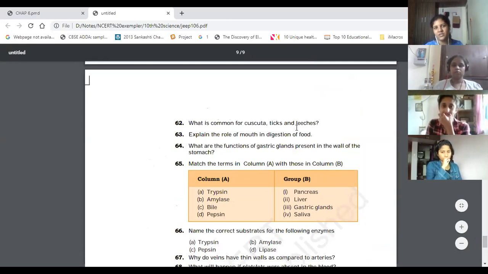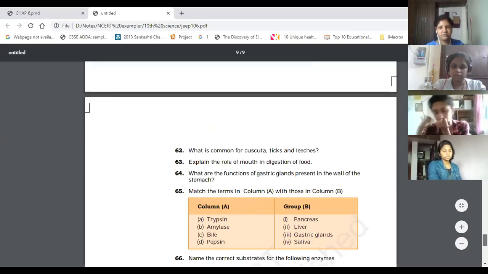What is common in Cuscuta, ticks and leeches? They are all parasites. They don't have any digestive system in their body, so they are dependent on digested food for their nutrition.